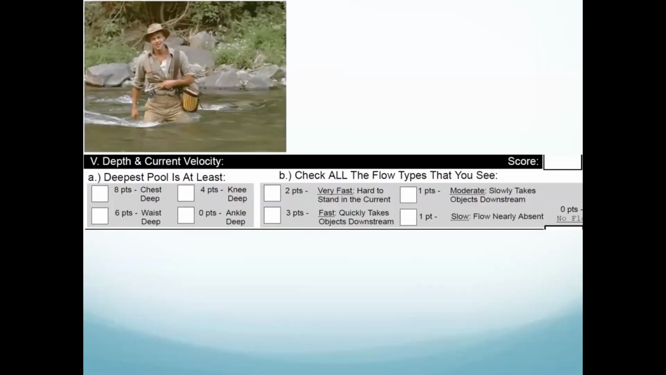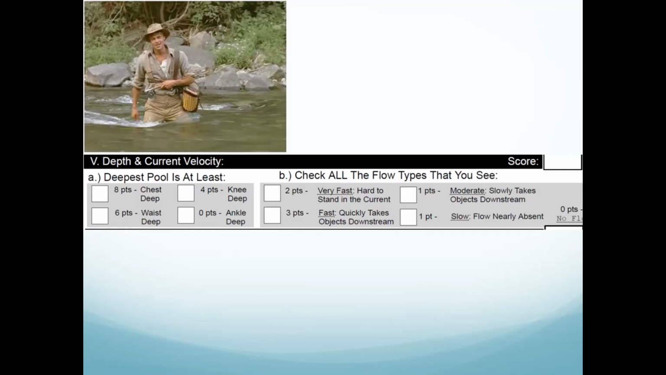Okay, so depth and current velocity, how deep is the pool at its greatest? And we recognize that people are at different heights, so these could be variable, but to just make it pretty straightforward, we have anywhere from ankle deep to chest deep. And you can, you know, double check I guess it would just be one measurement for that, because it's just your deepest pool. So how deep is it at the time that you're visiting it, when it hasn't rained in the last 24 hours. And then you can go ahead and check all types of flow that you see.